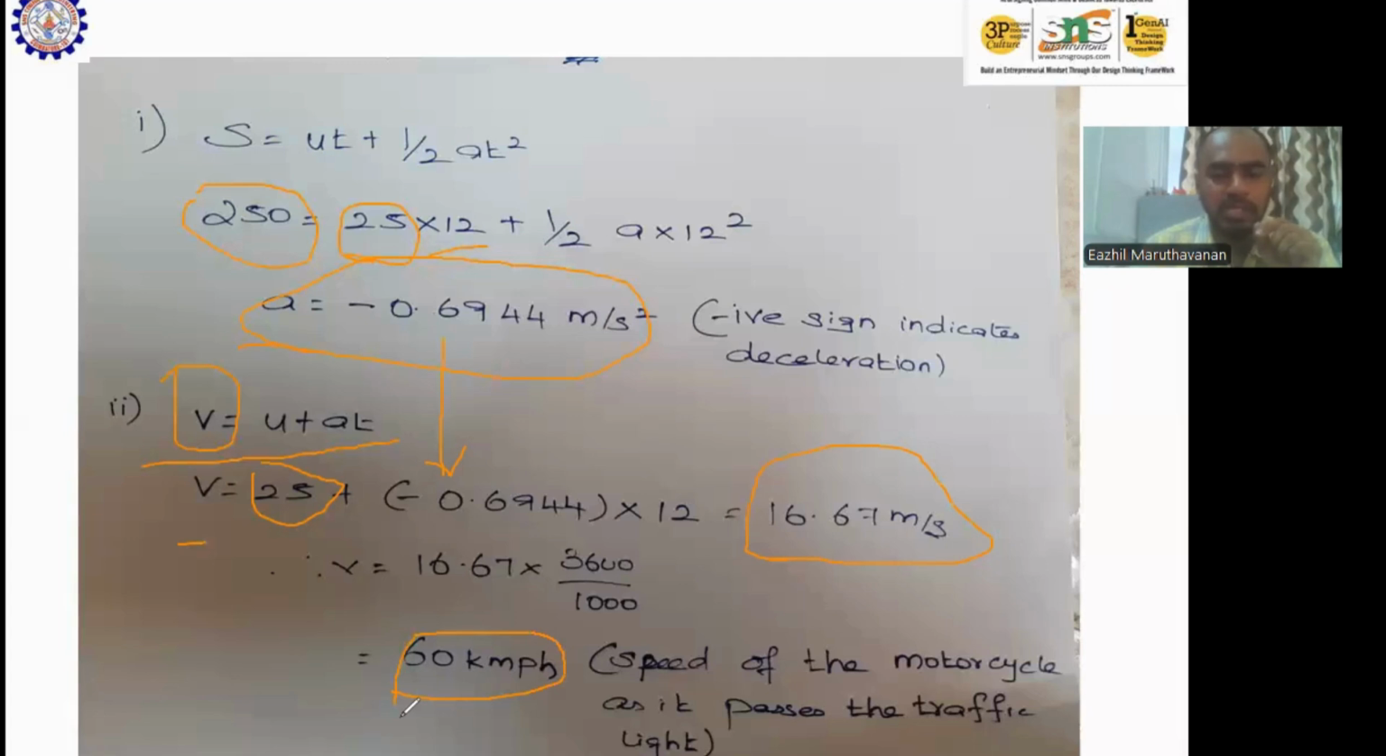At 60 km per hour, the motorist passes the signal without stopping the vehicle. Whereas he was traveling at 90 km/h, since he decelerates the vehicle at −0.6944 meters per second squared, when he passes the signal, he travels at a speed of 60 km/h.